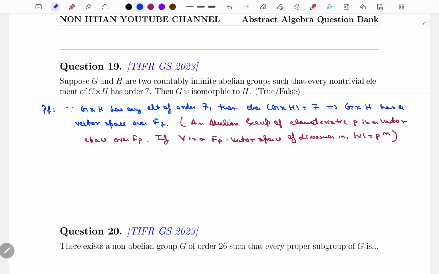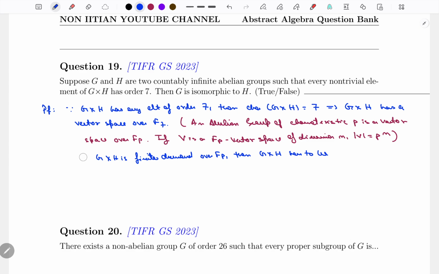Okay, so therefore if G cross H is finite dimensional over Fp, then G cross H has to be... will this work? Do I need to consider them to be finite dimensional? I don't think so. Do I need them to be finite dimensional?